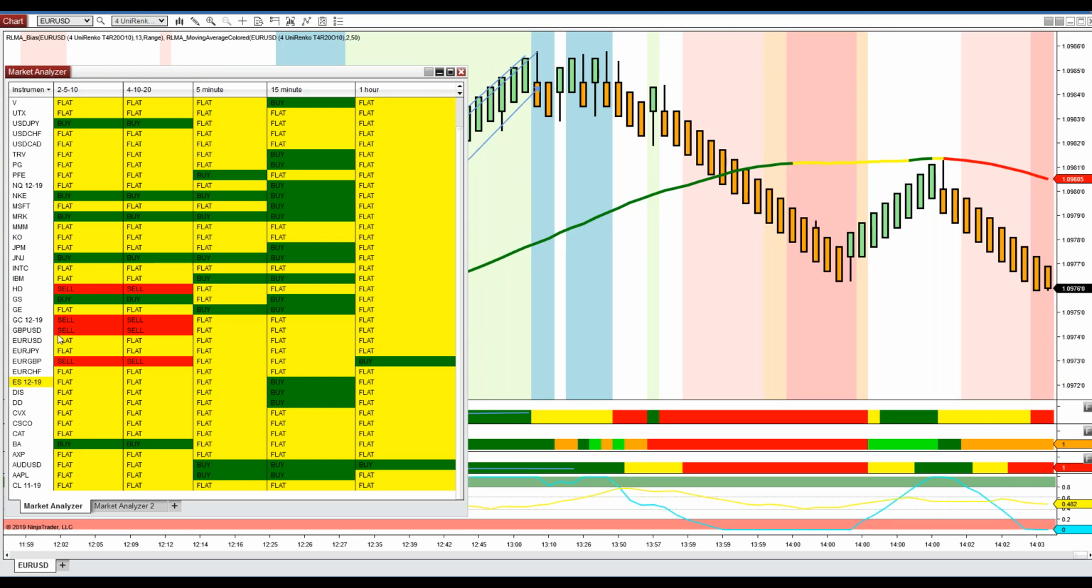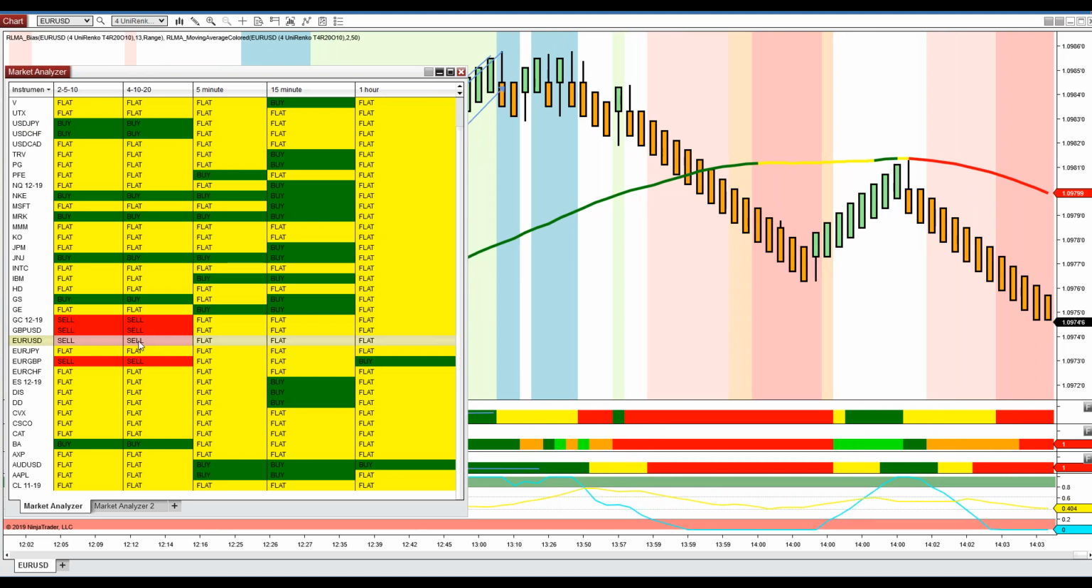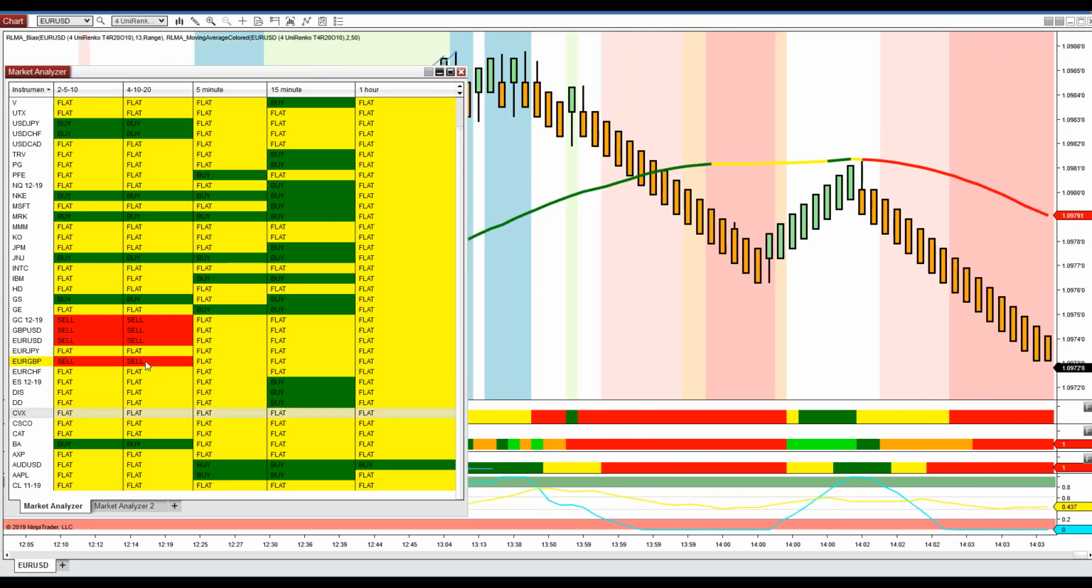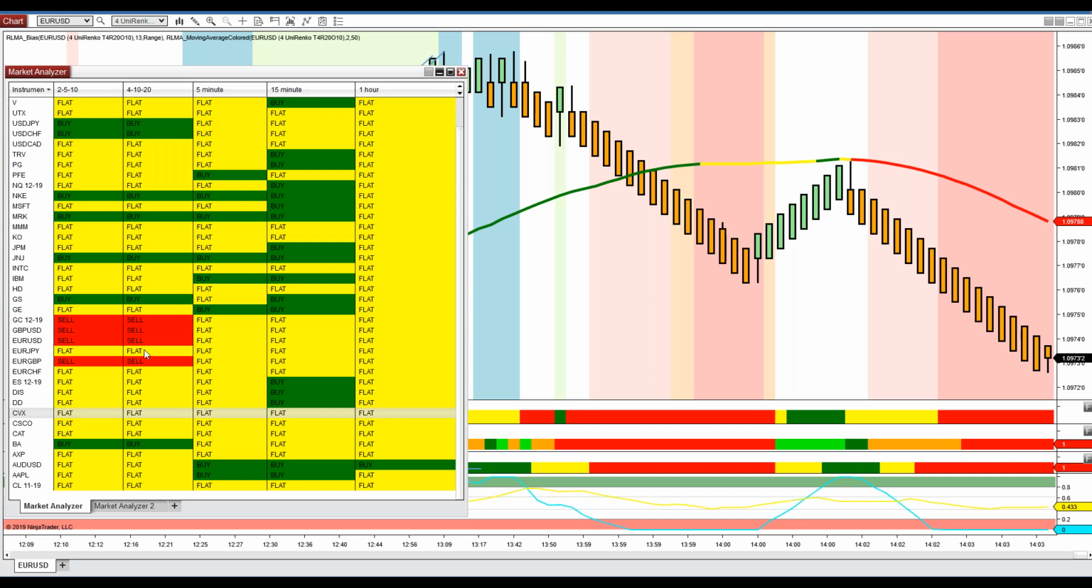The EUR USD is right here. And it's on a 4 Unirenko. Now, why is that flat? Hold on a minute here. There it goes. Just one sell. It was off by a tick. That's all. And you would have gotten the signal right here. And down you go.